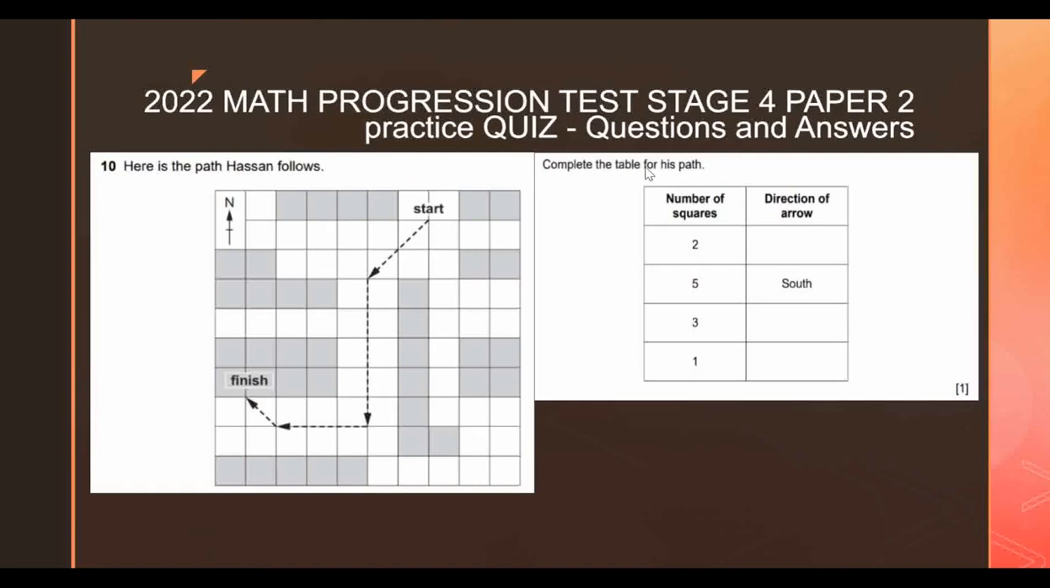Here's the path Hassan follows. Start, finish, complete the table for his path. Number of squares 2, direction of arrow, and 5, direction of arrow south, 3, blank, and 1 blank.